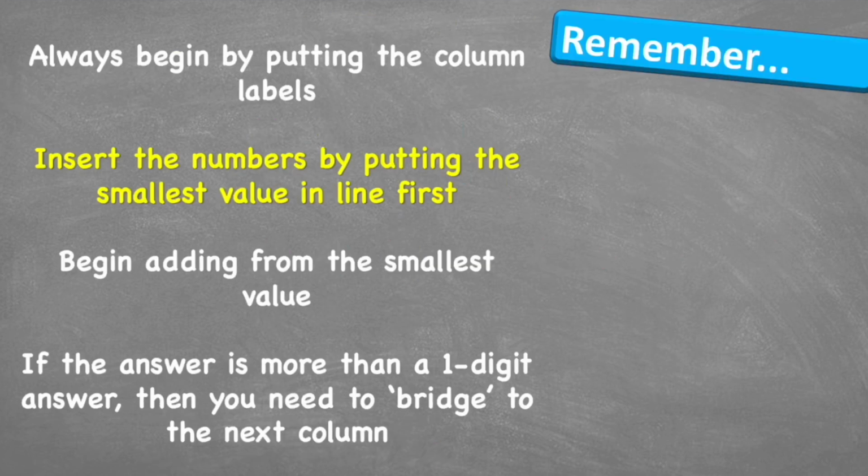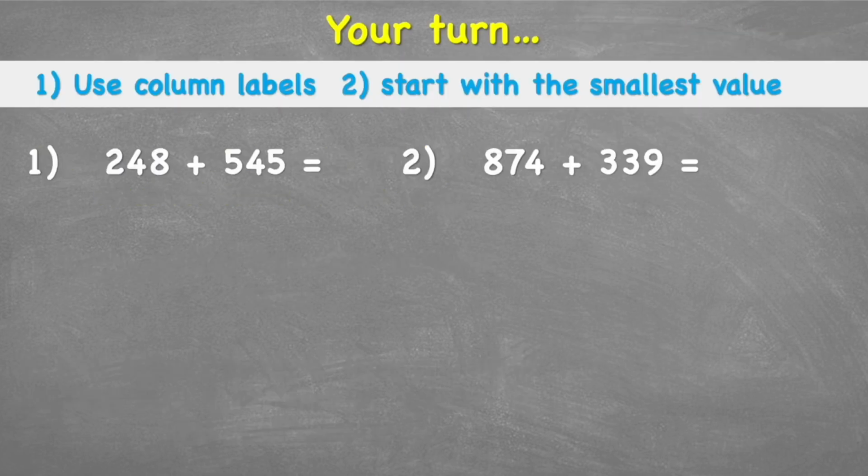Let's look at what to remember. Always begin by putting the column labels. This will help you avoid making any small mistakes. Always insert the numbers by putting the smallest value in first. Begin adding from the smallest value. This is really important. If the answer is more than a 1-digit answer, then we can bridge it into the next column. Your turn. Here are 2 questions for you to have a go at.